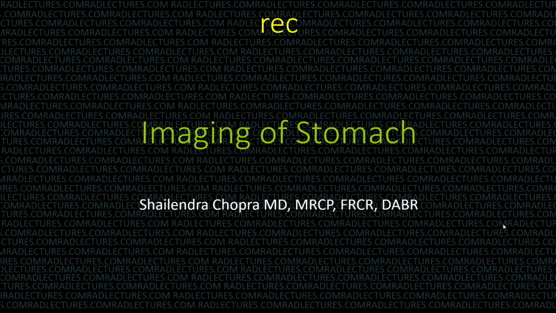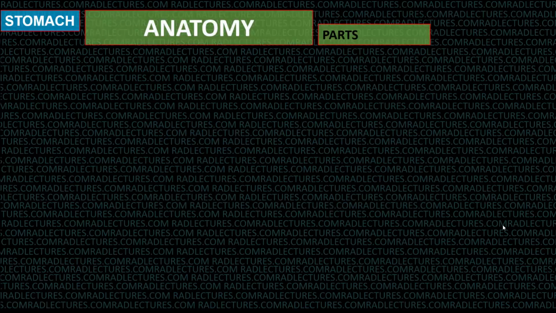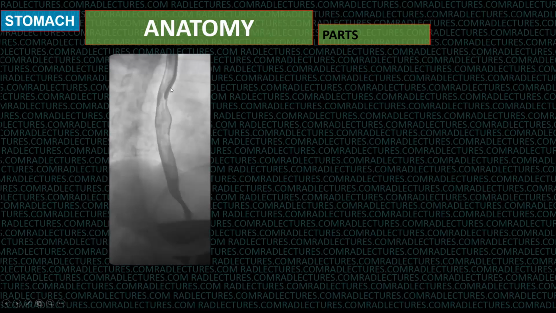Okay, so imaging of the stomach. We'll start with the anatomy and the parts of the stomach. The esophagus, as you know, comes down and opens into the stomach at the gastroesophageal junction. This is also called the cardia of the stomach.